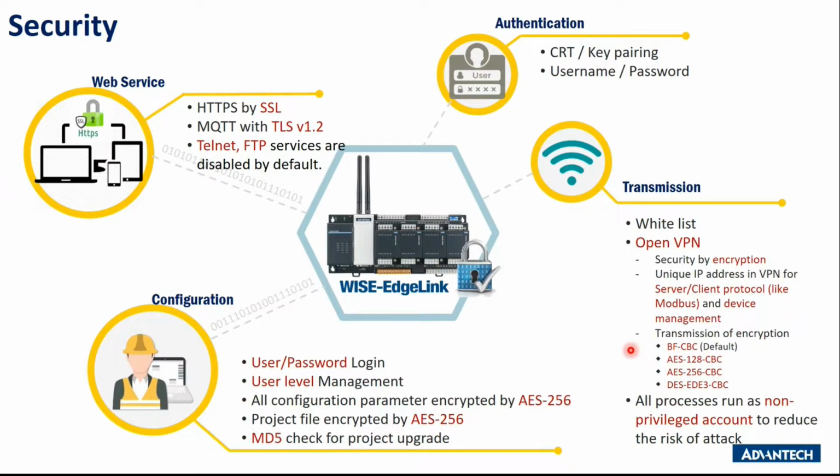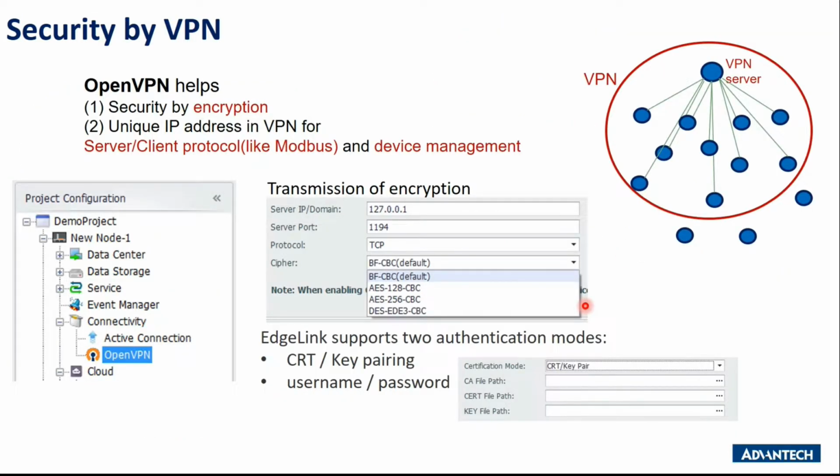So in some of the VPN settings, they will have two authentication methods. You will need to get a certificate, and you will need to put in the key pairing. This is one of the features under the OpenVPN setting. All this configuration setting will be like that. So this is the project configuration, and this is the OpenVPN setup. This is the security method we are able to provide.